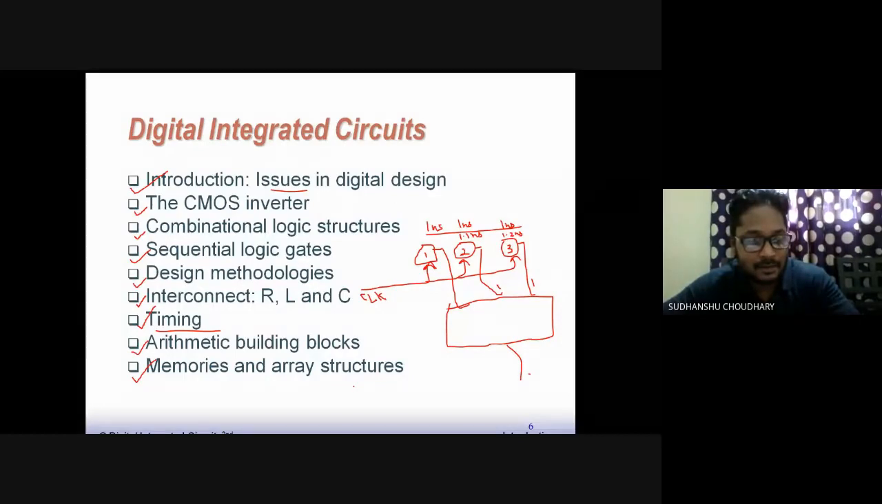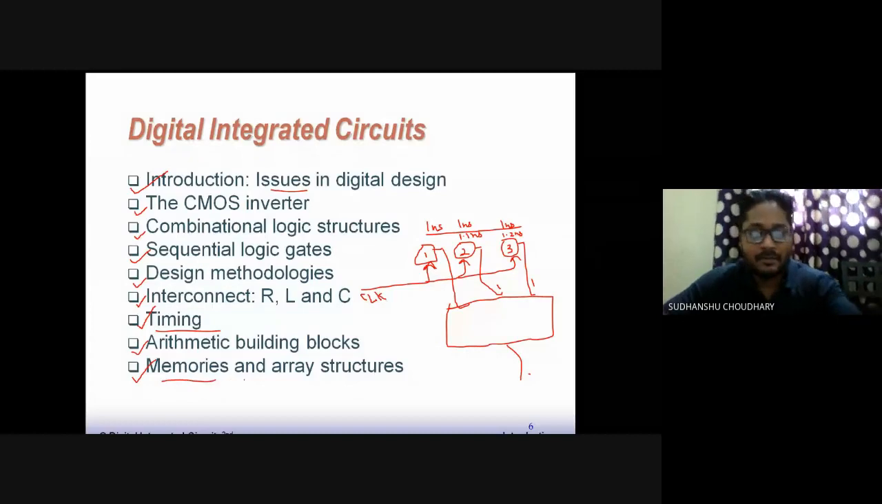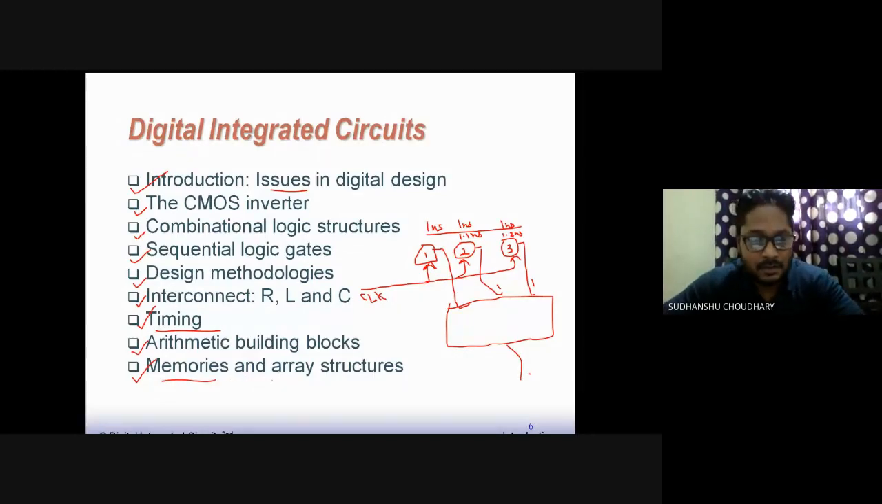For example, we have PAL, programmable array logic. So you have an array of AND gates there, right? All these things we will cover in memories, static memories, dynamic memories, right? So all these things we will cover in this section.